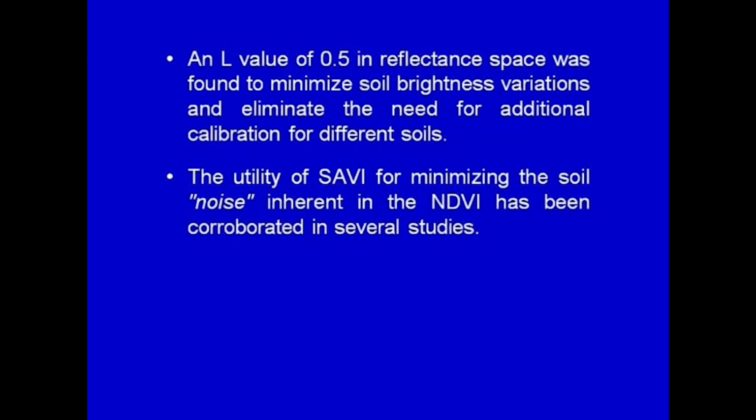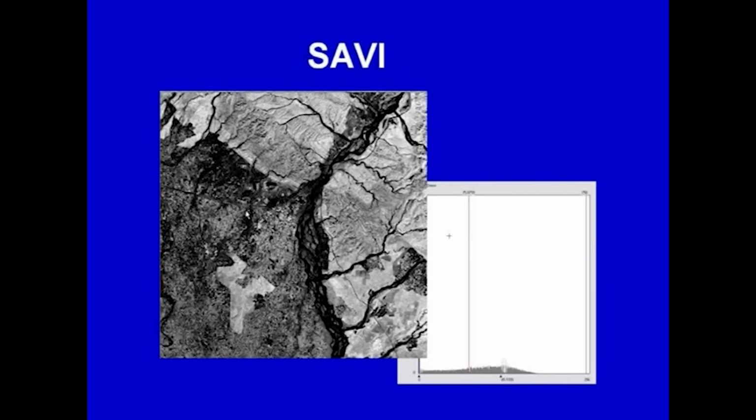The utility of SAVI for minimizing the soil noise inherent in the NDVI has been incorporated in several studies. Here we see the SAVI image. It is more or less similar to NDVI, except that in the exposed areas where there is soil, the information has now been converted into black color or black tones, since the impact of soil has now been taken out from the pixel representing the vegetation information.